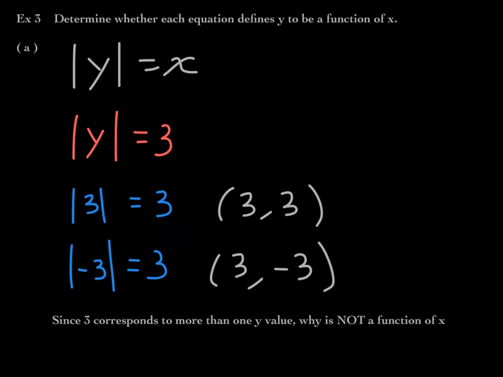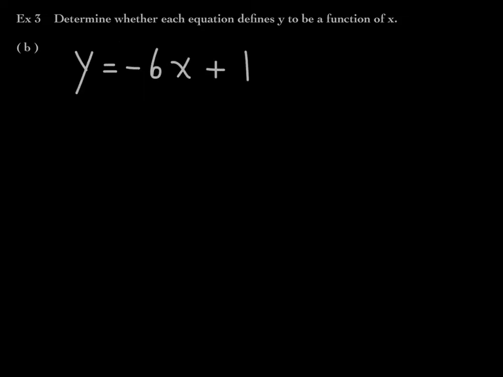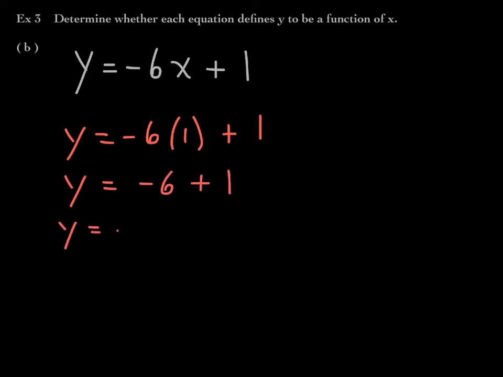All right, let's look at another equation. Y equals negative 6x plus 1. All right, let's check it out. Let's plug something in for x. Y is equal to negative 6 times, let's plug in the number 1, plus 1. When you do the arithmetic, you will have negative 6 plus 1, which is negative 5. So we just found that 1 corresponds to negative 5.